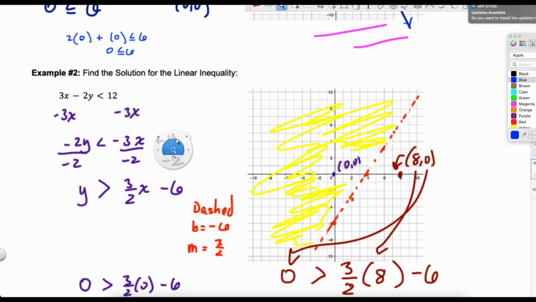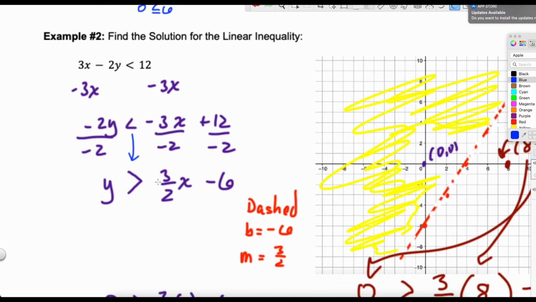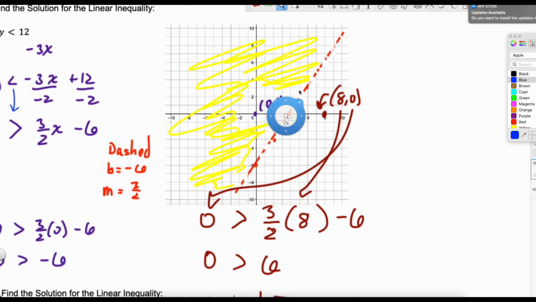Number 2, the same type of problem. We have an inequality and we need to solve this for y. So subtract 3x, and then I need to divide by negative 2. That changes our inequality sign, changes direction. And we get y is greater than 3 halves x minus 6. Now we see that this is going to be dashed because there's no or equal to sign. I've identified my y-intercept as negative 6 and my slope is 3 halves. So I'm going to graph this dashed line, negative 6, up 3 over 2, and plot that.